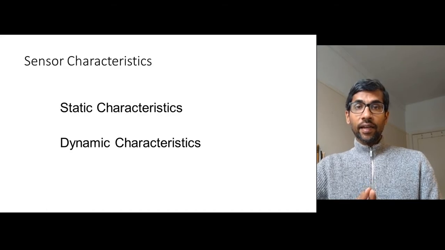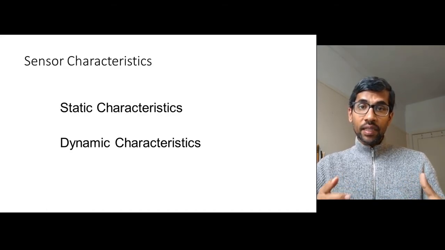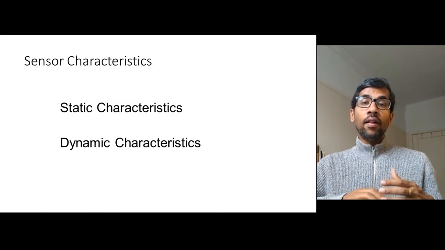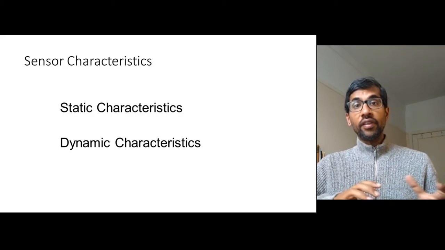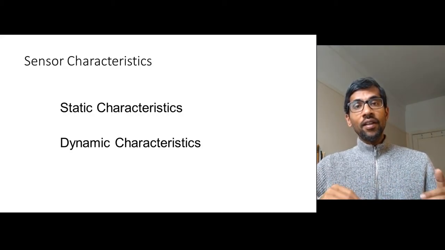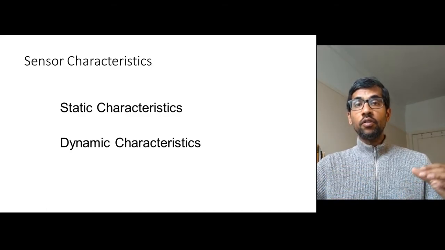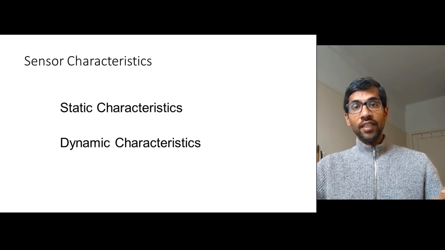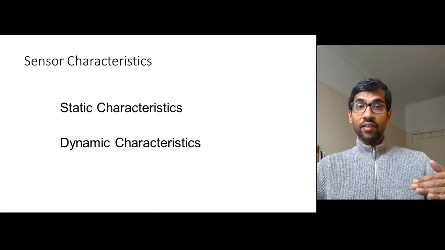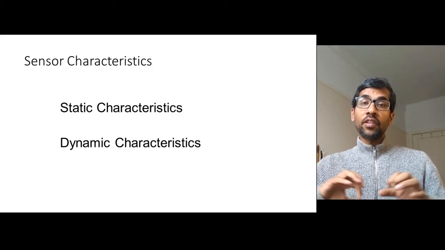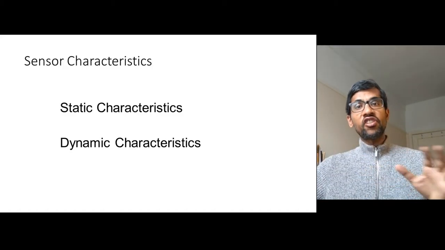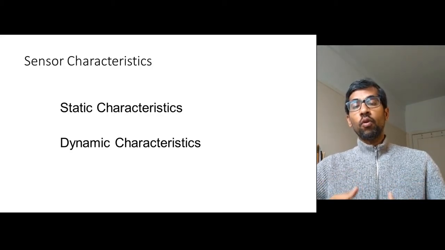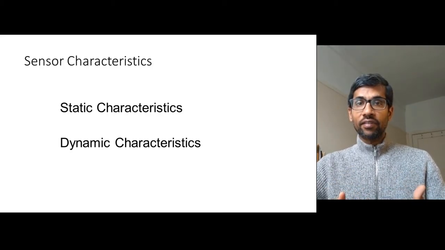A static characteristic, or a static behavior, of a sensor is when the input of the sensor is a constant. So we allow the sensor to respond to the input, which is constant, and then measure the output after the initial change has happened. That's what would give us the static characteristic.